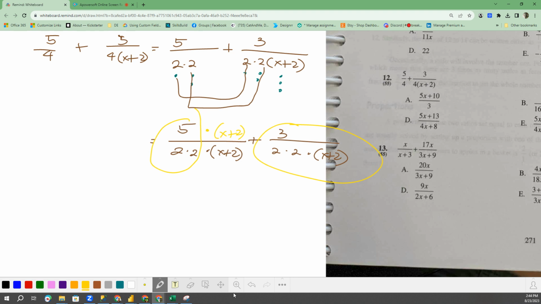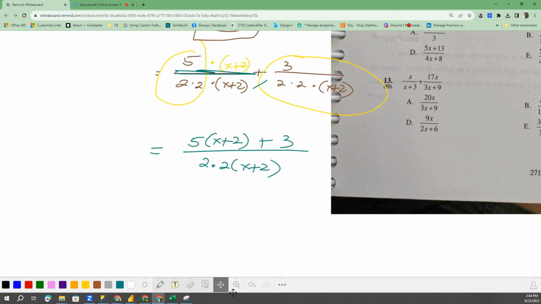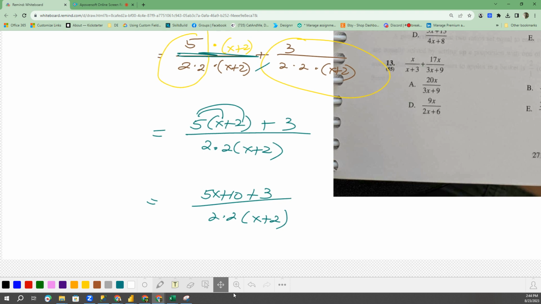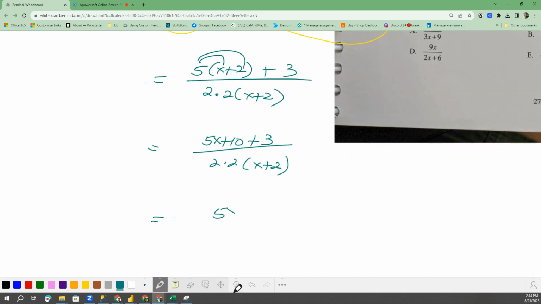So now let's just rewrite this. Just combine all the denominators, 2 times 2 times x plus 2. Combine them together. And then I'm going to copy this numerator right here, 5 times x plus 2 plus 3. Now let's distribute the 5. Still not multiplying my denominator just in case I need to cancel them out. So distribute the 5. So you have 5x plus 10 plus 3. Combining like terms in your numerator, 5x plus 13 over 2 times 2 times x plus 2.